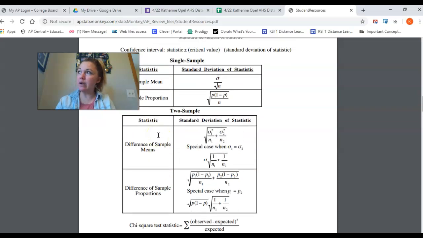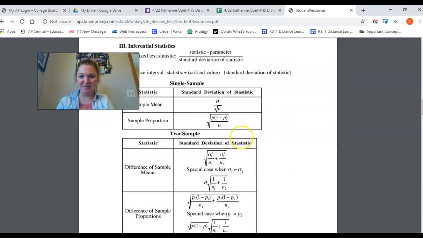Oops, I went right to it. Sorry, my son's outside, so I'm watching him too. I make this video. Okay, so here's your standard deviation for one sample, and then here's your standard deviation for two samples, and you will not be using this one right here.